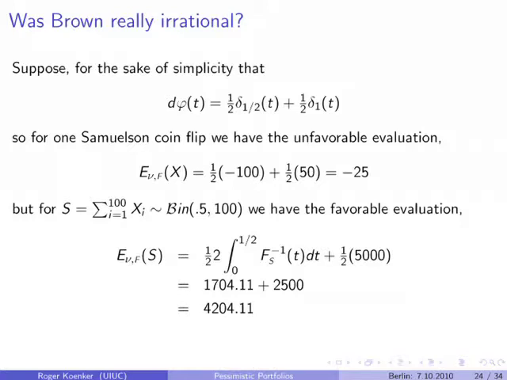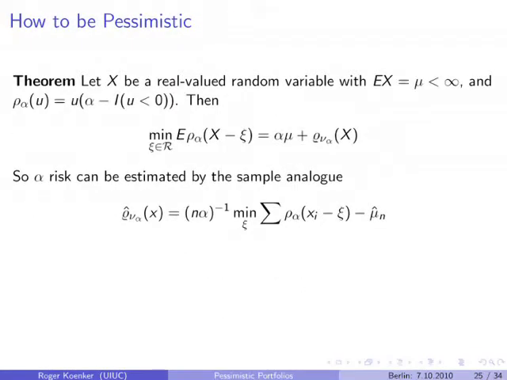The 100 replications has an expected payoff in these terms of $4,000 or something, so you clearly do want to do it. And there are lots of ways to rationalize this, but I do want to emphasize that it's very difficult to rationalize it with just the pure expected utility calculation.